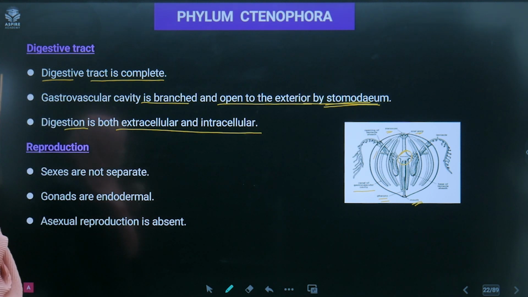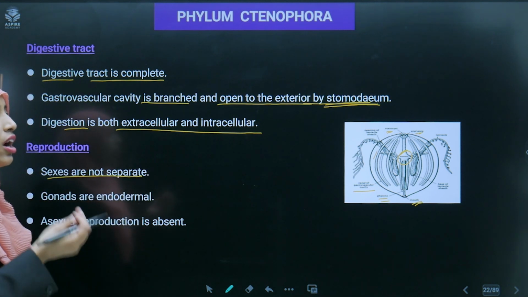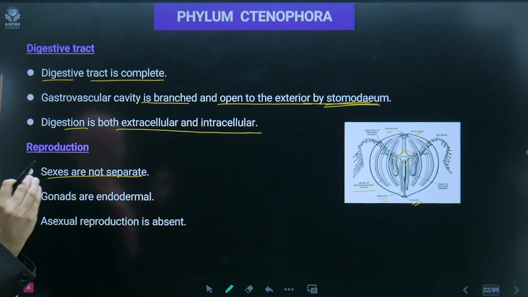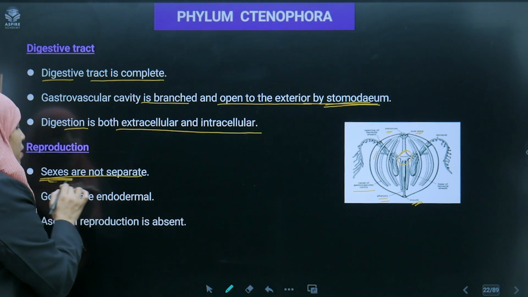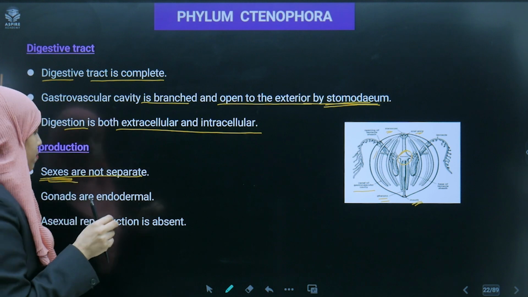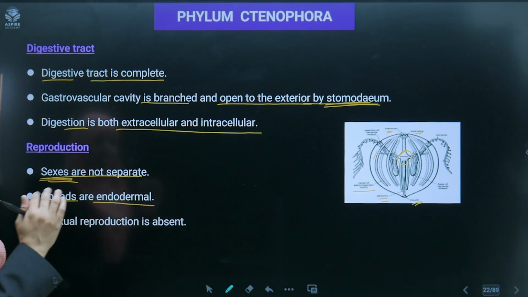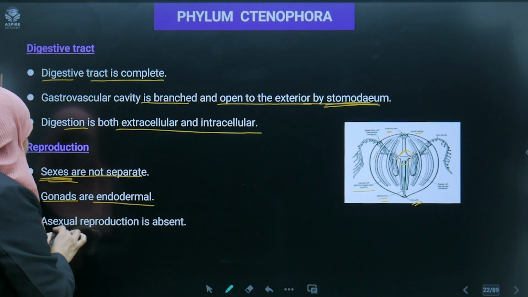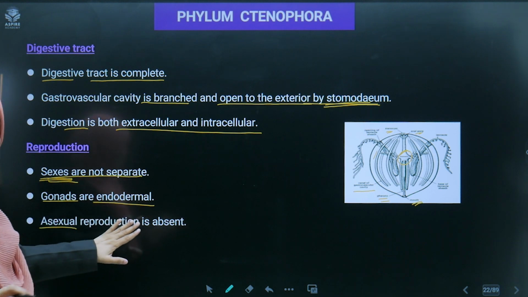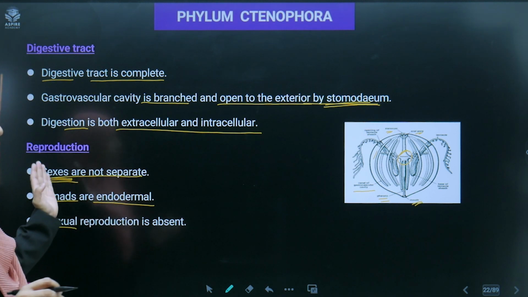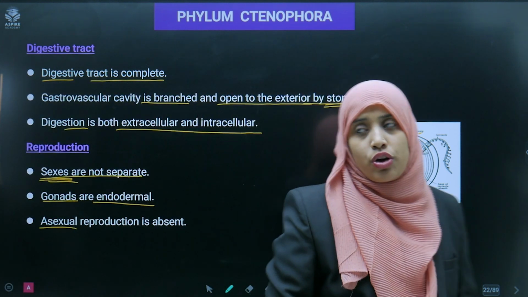Now, what about the reproduction of this organism? Sexes are not separate. Means in one organism both sexes are present, that means the male and the female parts are present in one single organism. Gonads are endodermal, okay, dermal region के inside होगा, and asexual reproduction is not present over here. तो asexual reproduction नहीं होता है. यहाँ पे reproduction कैसे होगा? Gonads के through होगा, and that is sexual reproduction. Okay.